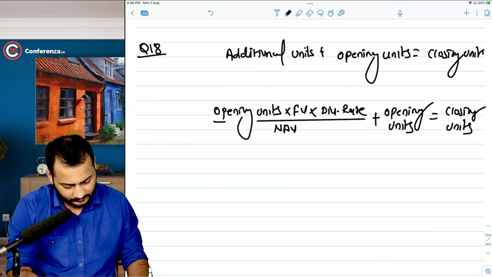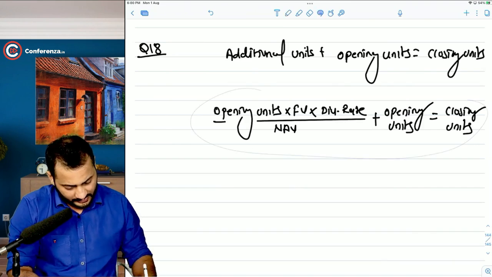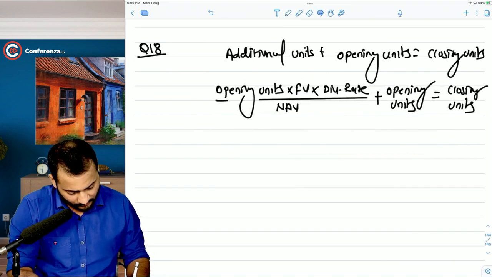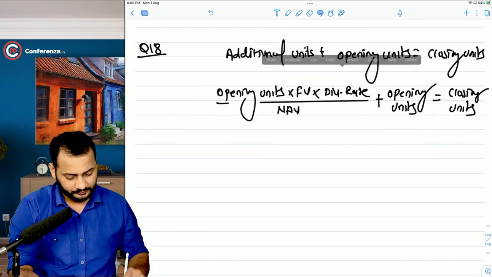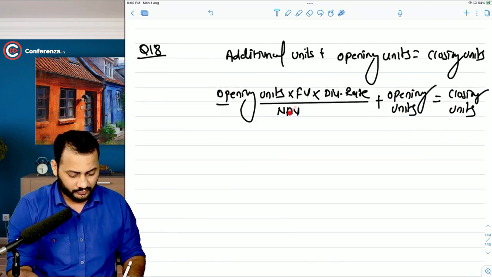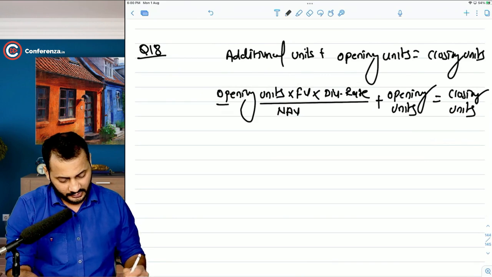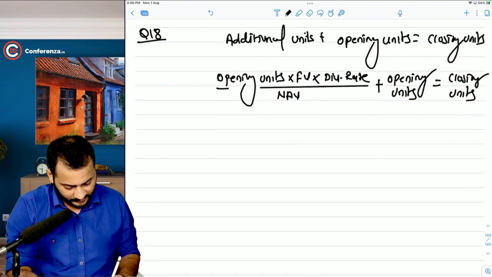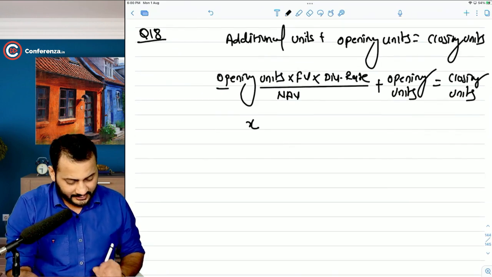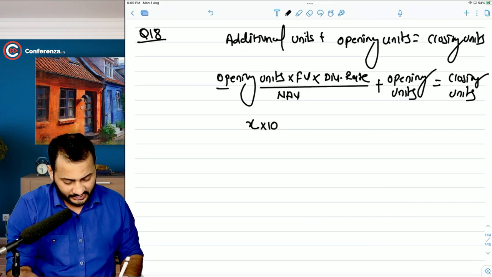Happy? And then you put a formula for additional units only. Am I right with this formula for the additional units? Okay. Now let's go a step further. Let's say the opening units is X. The face value is 10.